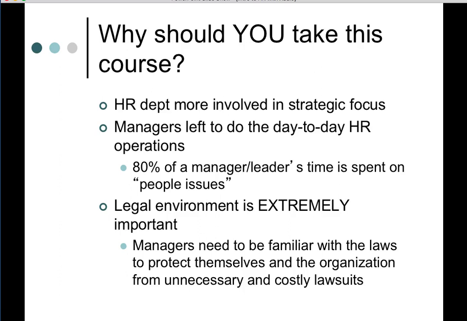So HR doesn't really do the day-to-day stuff. They don't do performance appraisals. They design systems, right? But they don't do the actual HR tasks. Managers are really left to do that. And in fact, 80% of a manager or a leader's time is really spent on people issues. So managers, which could be any one of you as you graduate and move on to your first job, need to be familiar with the laws. They need to be familiar with day-to-day HR activities.